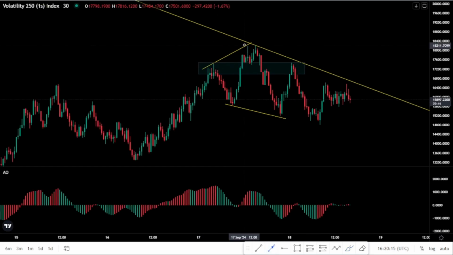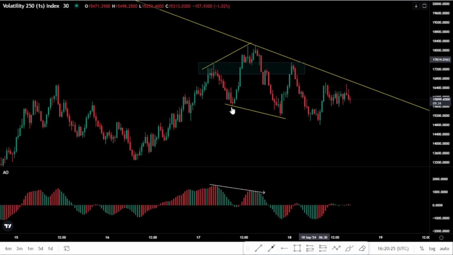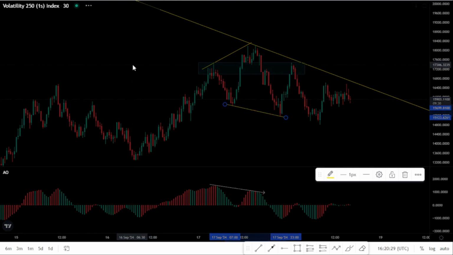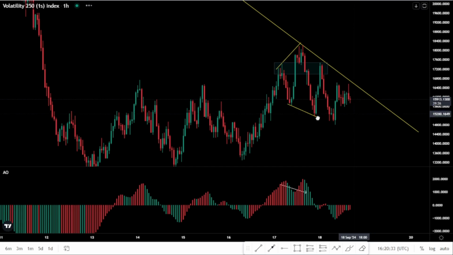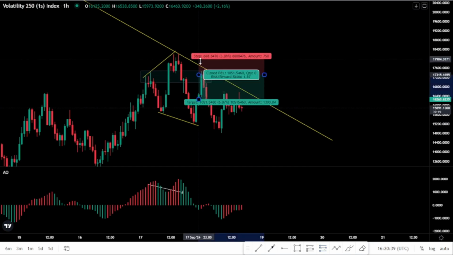You see here, as the market was giving us a higher high, what did the Awesome Oscillator do? The Awesome Oscillator gave us a lower high, and definitely that is our divergence. So now, the moment the market comes back, go back to the 1 hour time frame. The moment the market comes back to this zone over here, you look for your confirmation now. All right, set your stop loss.